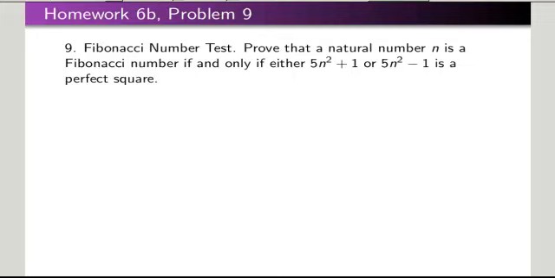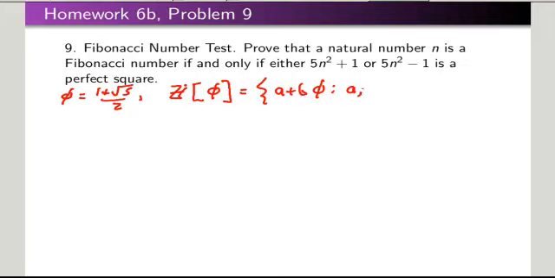Fibonacci number test. Okay, a quick warning on this. This one is a little more involved, but it's an interesting problem. It gives you a test for when a natural number is a Fibonacci number. So it's a Fibonacci number if and only if 5n squared plus 1 or 5n squared minus 1 is a perfect square. So what we have to do is work in this ring. So I'm going to let phi be the golden ratio. And I'm going to work in Z[phi], which is the set of all linear combinations a plus b phi, with a and b in Z.